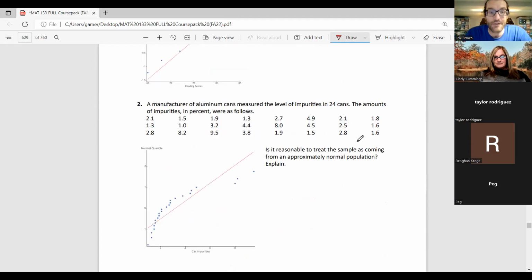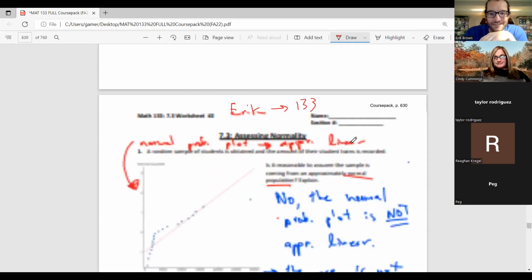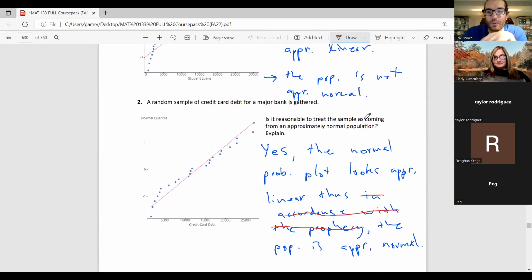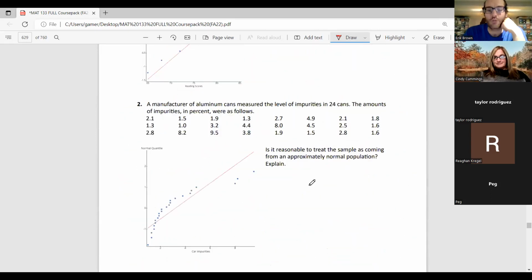Okay, what did you all say for number 2? No, because the probability plot is not linear. Yep, that's it. So I am looking for one of these 2 answers, even if you were wrong, even if you said, yes, the normal probability plot looks approximately linear, I would be tempted to give you full credit. I would at least give you most of the points.